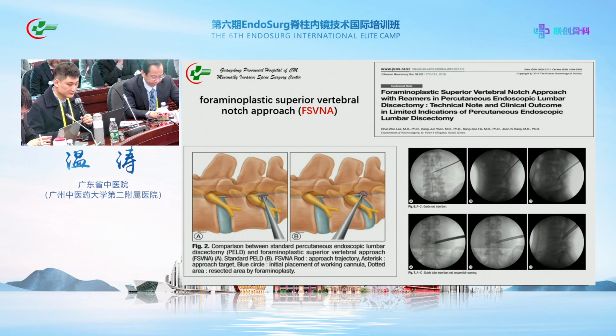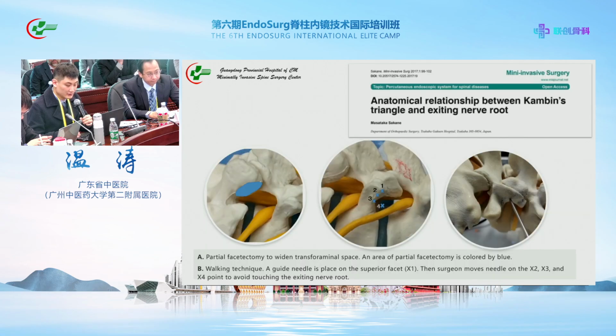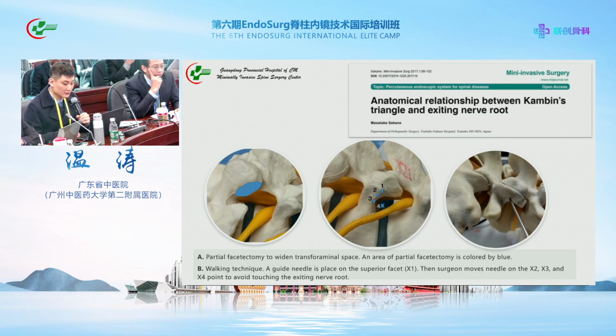Another technique is called the walking technique. There are four points here: 1, 2, 3, 4. First we use a guide needle placed on the SAP surface, and then the surgeon will move the needle slowly and gently downwards to avoid the exiting nerve root, from 1, 2, 3, and then go to the 4th place.